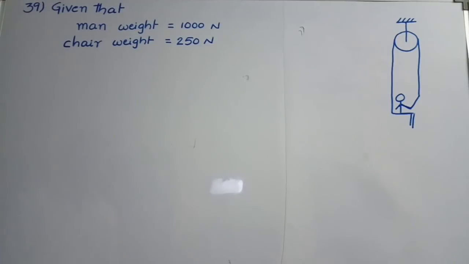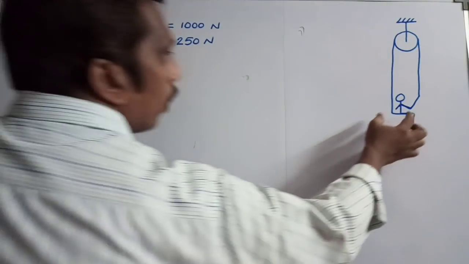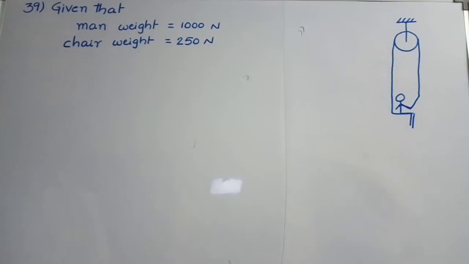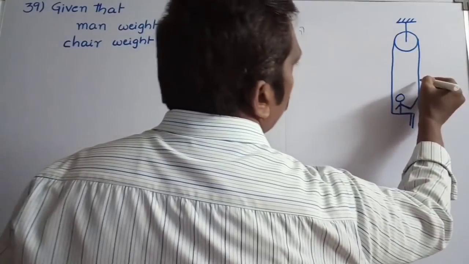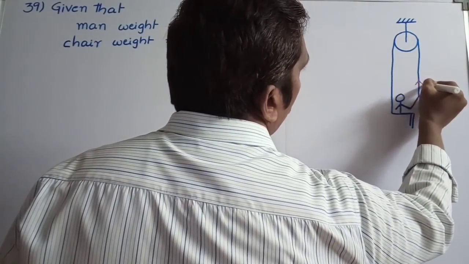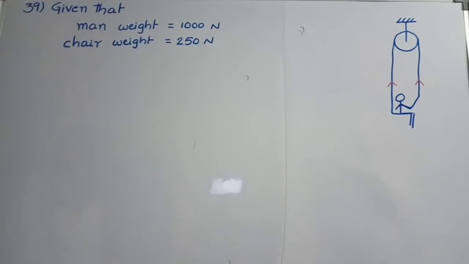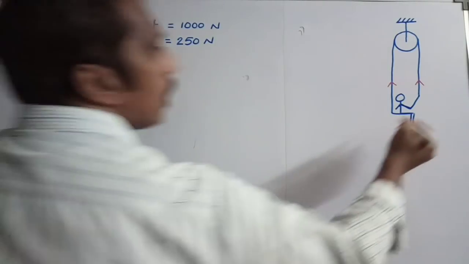According to the problem, the man weighs 1000 Newton and the chair weighs 250 Newton. A man sits in a chair. The chair is attached to one string, and the string is passed over the pulley. The other end of the string is pulled by the man. In the string, tension will develop. This tension tries to pull the man upward and tries to pull the chair upward. So this system is going upward with a certain acceleration. We have to calculate this acceleration.